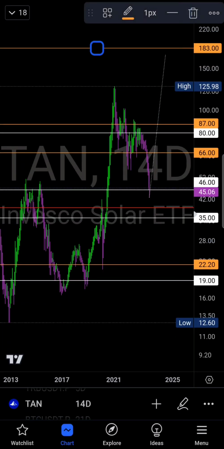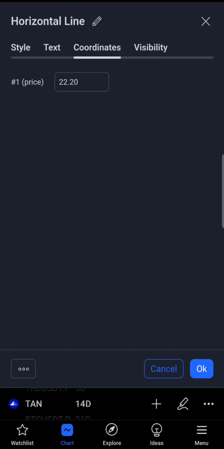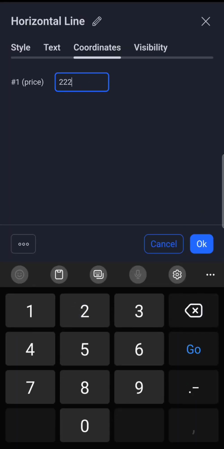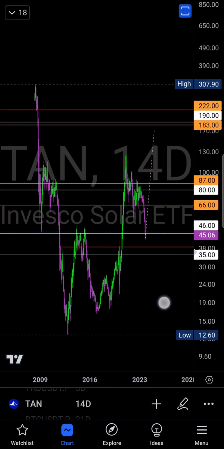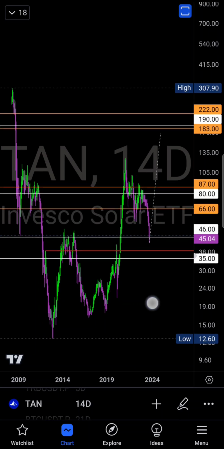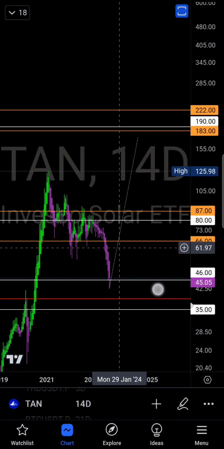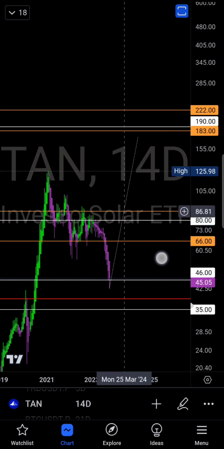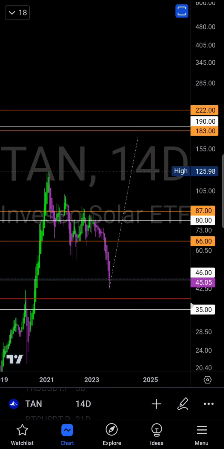183 is that new number. This will be 190, and this one will be 222. Now, all of a sudden, we're starting to see something, aren't we? So now, if we actually bounce at this range, good hold, this would be a nasty breakout above 87, and I'd be looking for now a new target of 183.